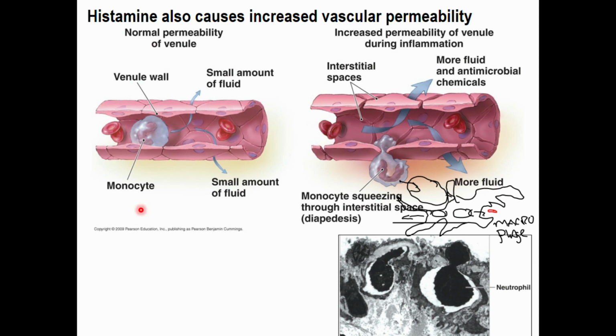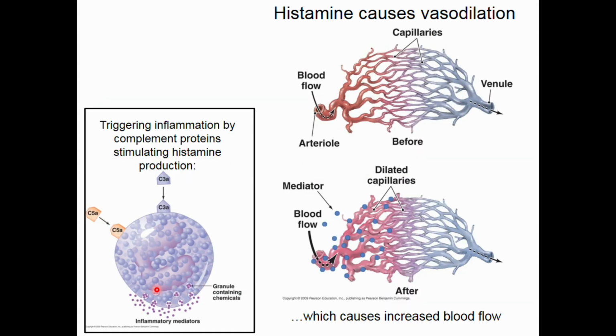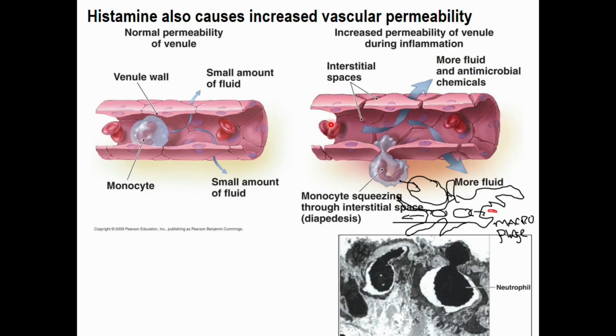So what is so important about histamine then? Well, we know that histamine was produced by basophils, in this case in response to the complement. These inflammatory mediators, histamine, bind to the capillaries, causing them to dilate. When they dilate here, it opens up these interstitial spaces.